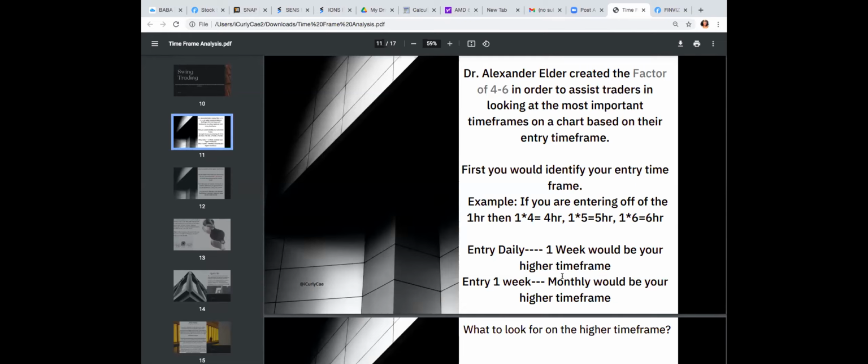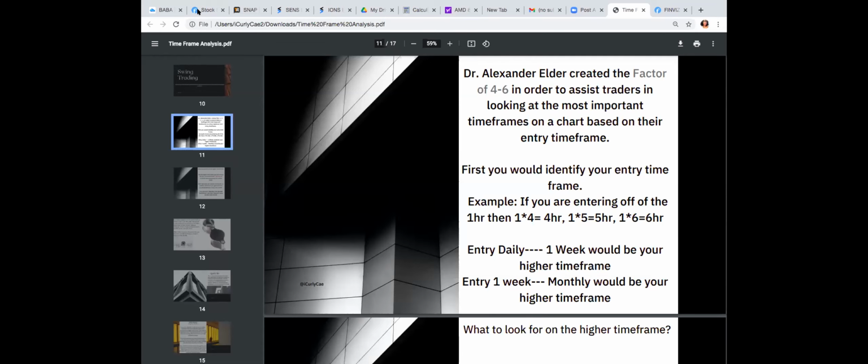So it basically means that once you identify your entry time frame, simply multiply that by 4, 5, or 6. But keep in mind, you have to go off of what your particular trading platform gives you. For example, if I'm entering off of a 15-minute chart, and I multiply 15 by 4, the higher time frame where I would get my data from would be the 1 hour chart.